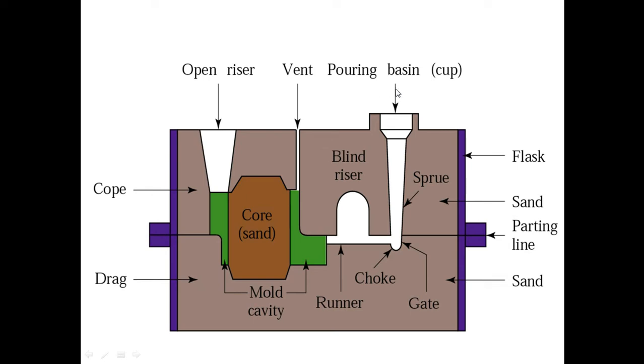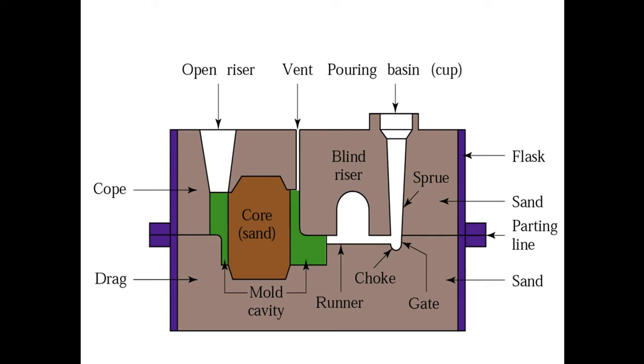Pouring basin, I already told you its purpose is to pour the molten metal. Flask is the box. Parting line separates your cope and drag portion. Runner is where your molten metal flows through, and mold cavity is according to the shape of the pattern. So this is what we have seen in the video.